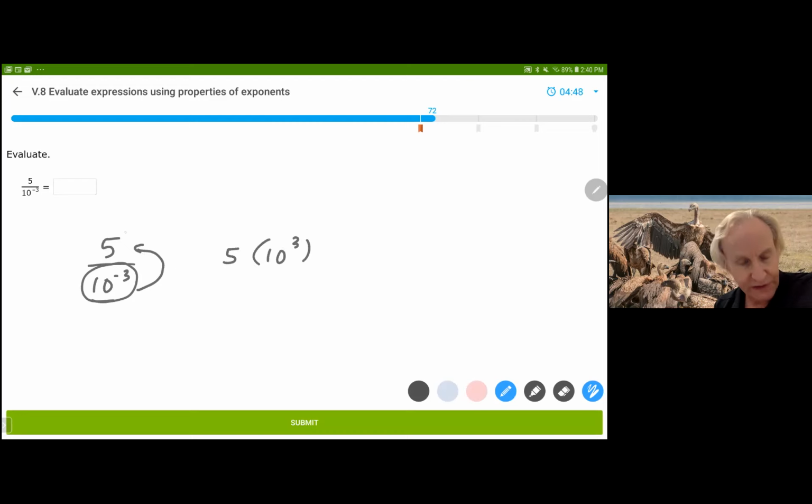Move it across the division line, change the sign. Some people are going to multiply the 5 times the 10 and get 50 cubed, which this is not. This is 10 cubed, which is 1,000. So this is 5,000.